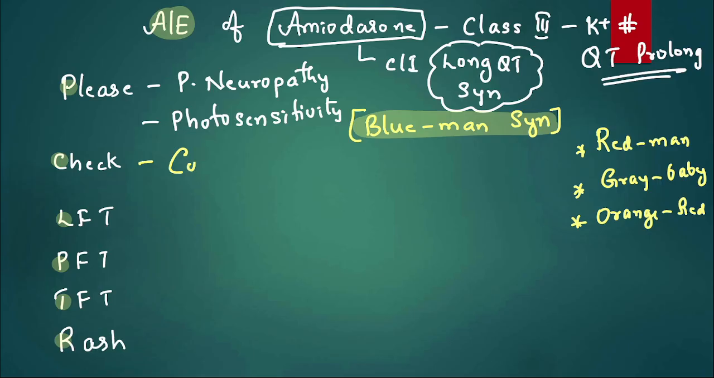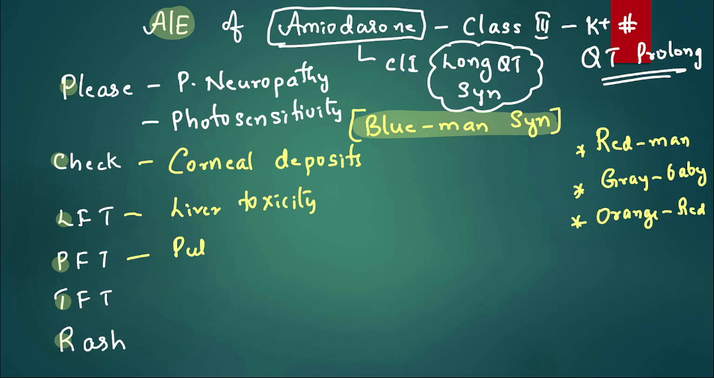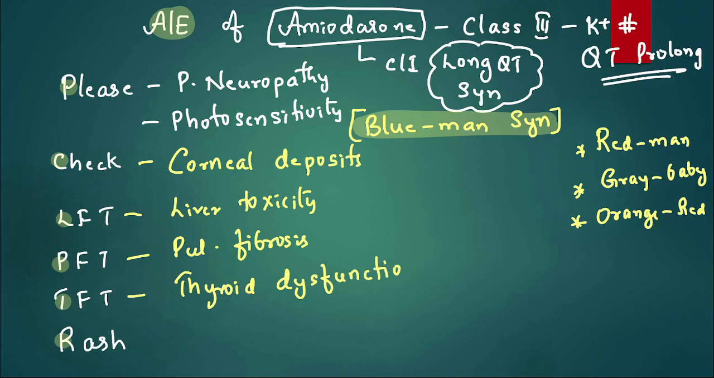C stands for it causes corneal deposits. Corneal deposits are also called cornea verticillata or vortex keratopathy. It can cause liver toxicity. So you will check for LFT. It can cause pulmonary fibrosis, that is called lung fibrosis. It can cause thyroid dysfunction. Is it hypo or hyper? Both. It can cause both hypo and hyperthyroidism.